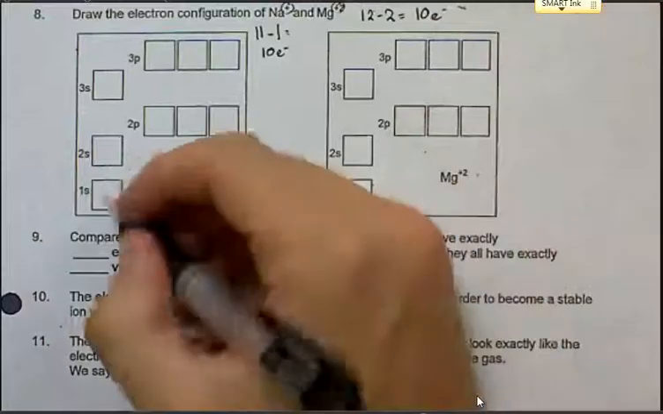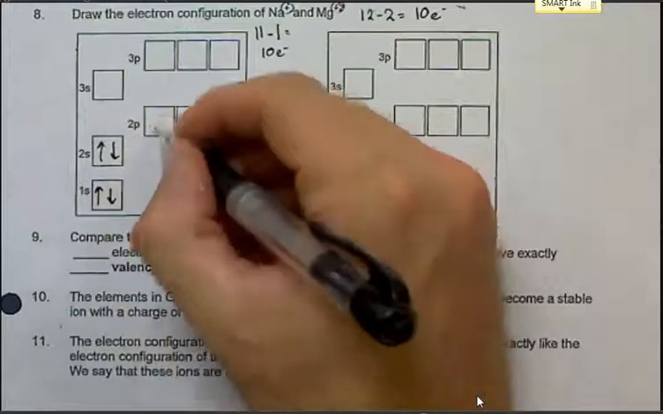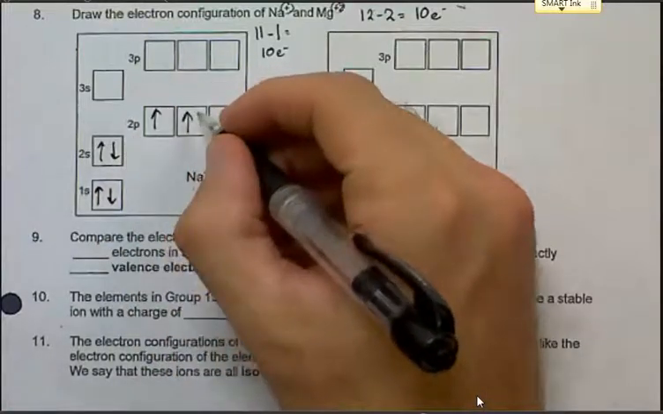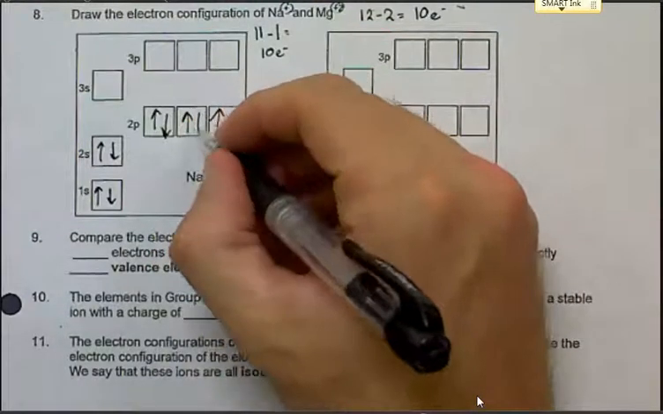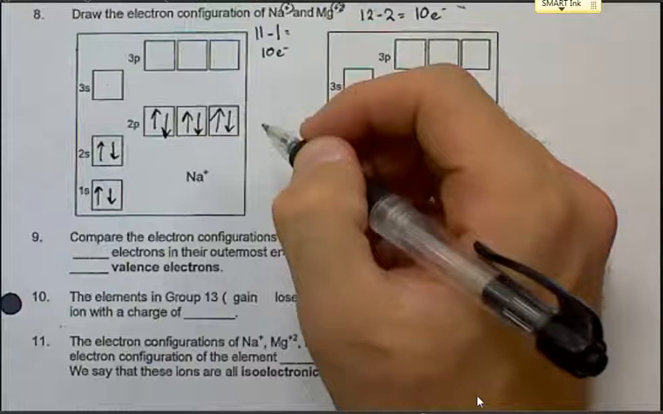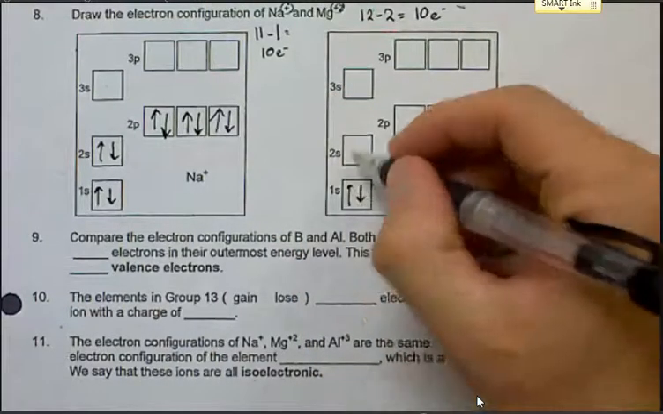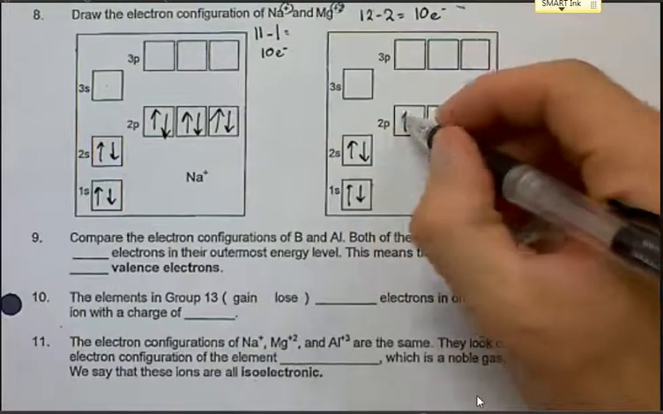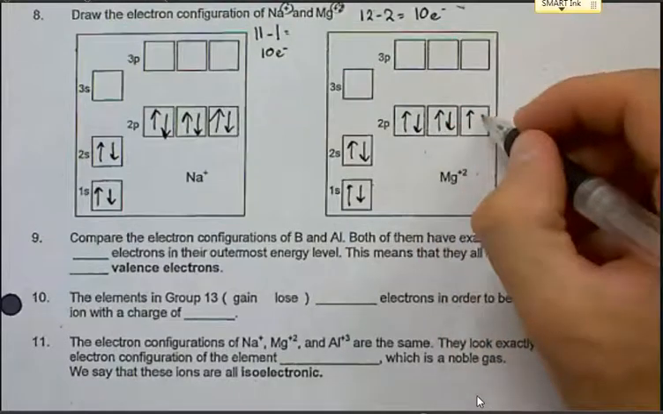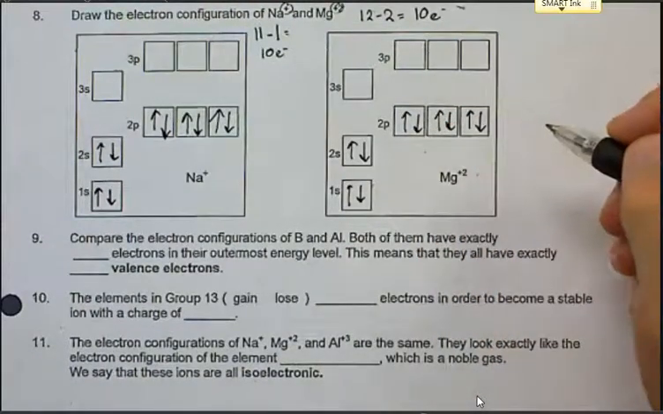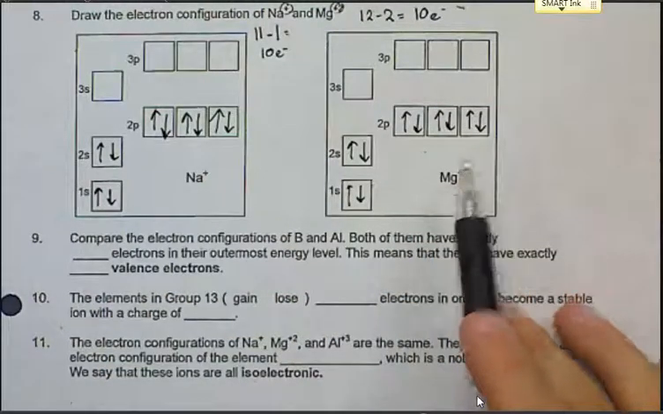So, 10 electrons. 1, 2, 3, 4, 5, 6. Notice they're not pairing up yet. 7. That's Hund's rule. They're only going to pair up now. 8, 9, 10. 10 electrons. Magnesium 2 plus, also 10 electrons. 1, 2, 3, 4. Again, they don't pair up. 6, 7, 9, 10. Okay? Well, what do you know? They both have 10 electrons. They both have the same electron configuration.